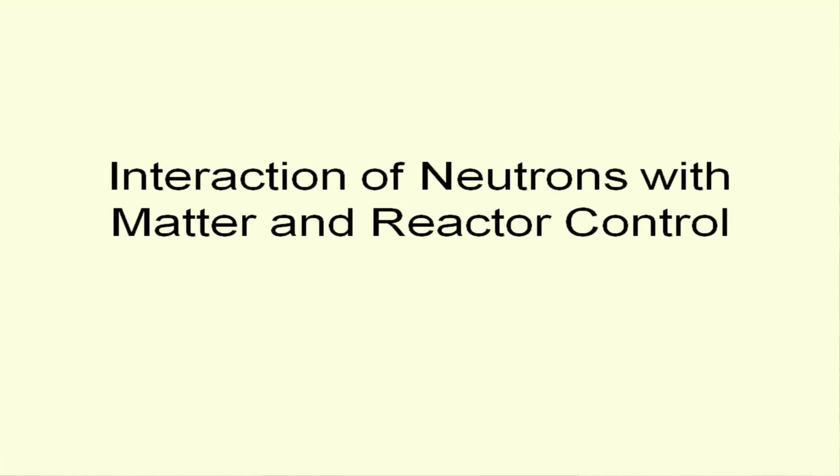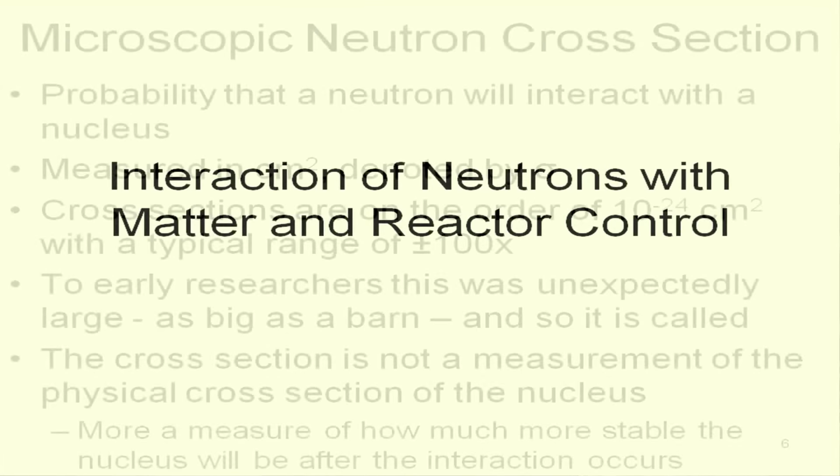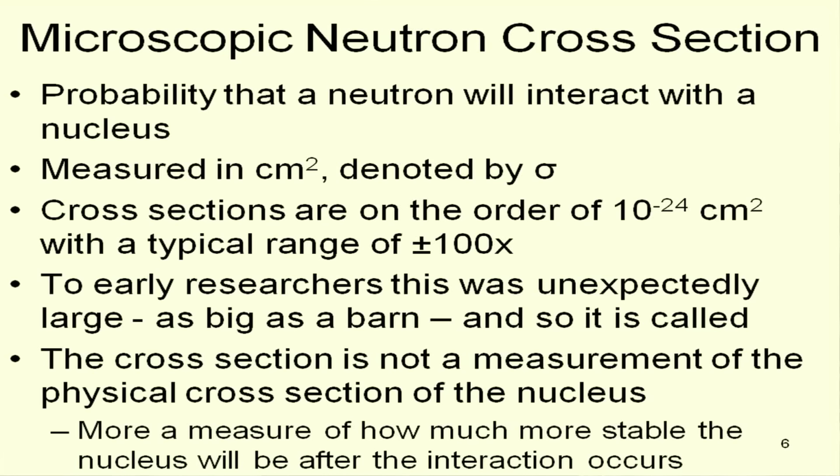First, interactions of neutrons with matter. First, need to talk about the concept of a cross-section, which is the probability that a neutron will interact with a nucleus. It's measured in square centimeters, denoted by a lowercase sigma. Most cross-sections are on the order of 10 to the minus 24th square centimeters, very small, range plus or minus 100. To early researchers, despite that magnitude, it was unexpectedly large and as big as a barn, and so that name stuck. The unit of 10 to the minus 24 square centimeters is a barn.